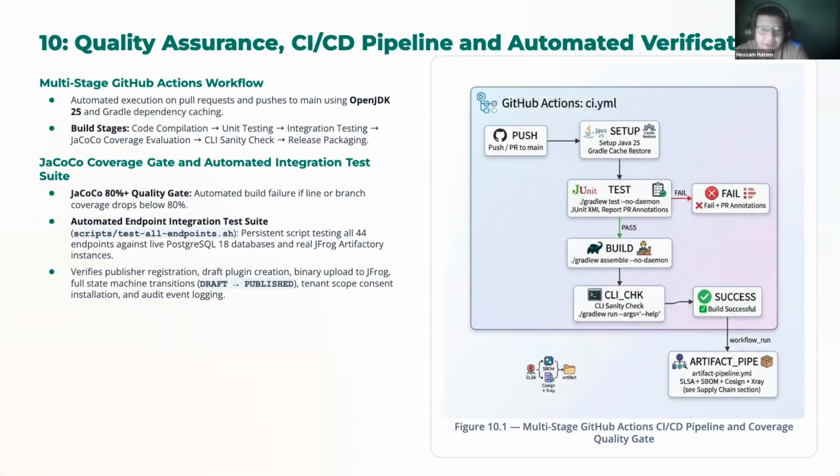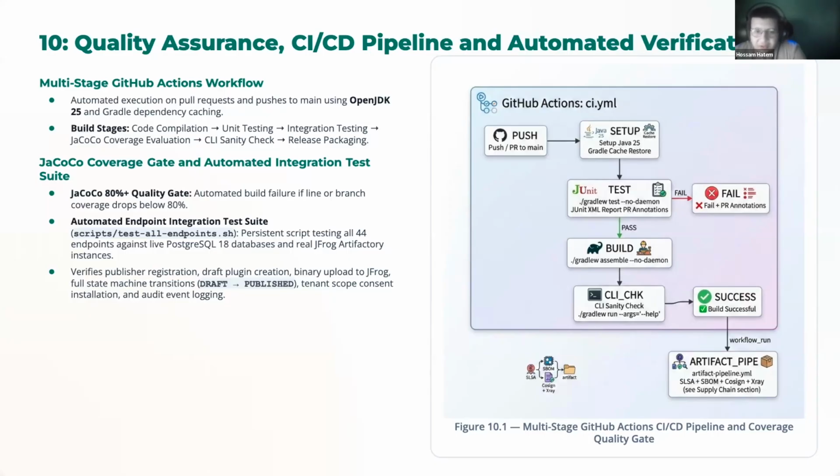So quality assurance is built directly into our continuous integration process. The pipeline executes 5 build stages: code compilation, unit testing, integration testing, Jacoco coverage evaluation, and CLI sanity checks. We enforce a strict Jacoco quality gate test suite, enforcing minimum 80% line and branch coverage, which covers all the endpoints.